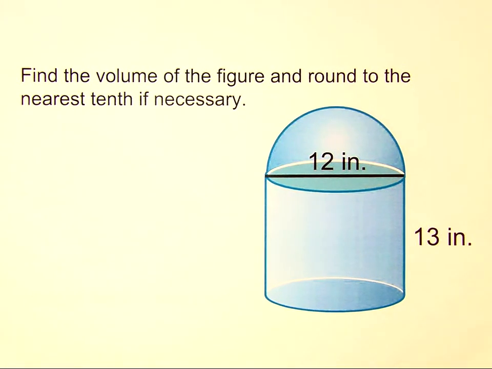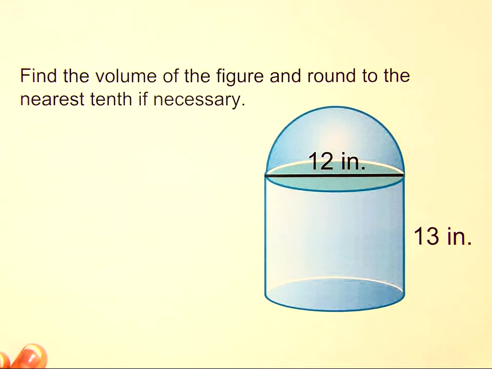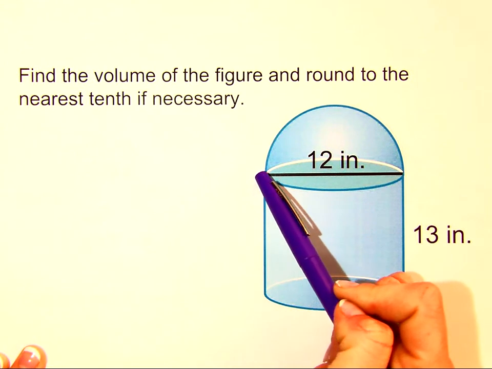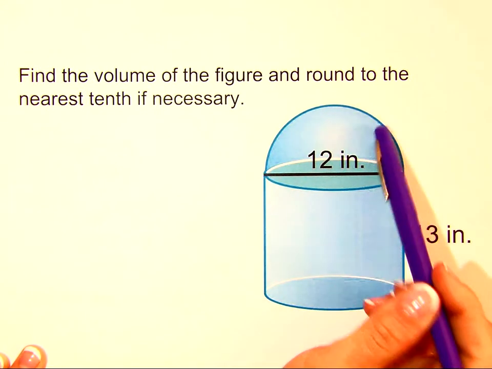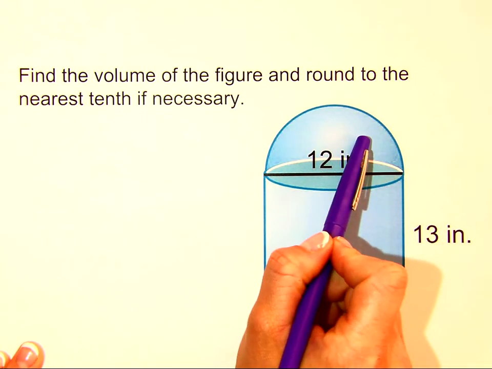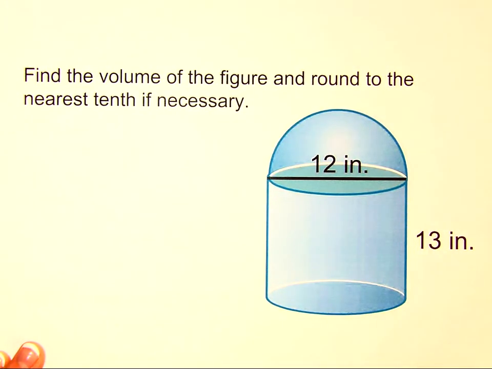All right, so again, first thing we need to do is identify which shapes we have. We can see that we've got a cylinder here, and we've actually only got half a sphere, so we call this a hemisphere. To calculate the volume for this portion, we actually need to calculate the volume for a full sphere and then cut it in half. So go ahead and give this one a try.